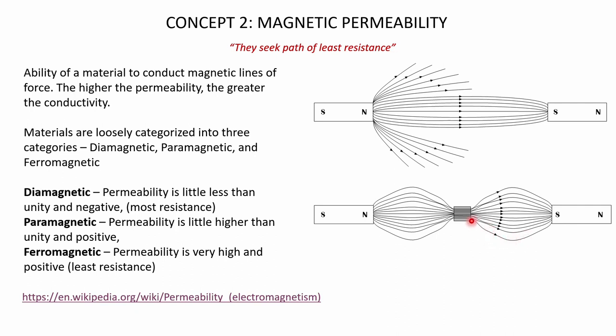Why I'm talking about this is that all the materials that there are loosely categorized into three categories: diamagnetic, paramagnetic, and ferromagnetic. Diamagnetic are materials that have permeability less than unity, and they offer the most resistance. For example, copper. I think even wood is diamagnetic. Paramagnetic are materials that are a little higher than unity, which means they offer a little less resistance compared to diamagnetic. And then the ones that offer the least resistance, or the most conductive, are ferromagnetic materials.